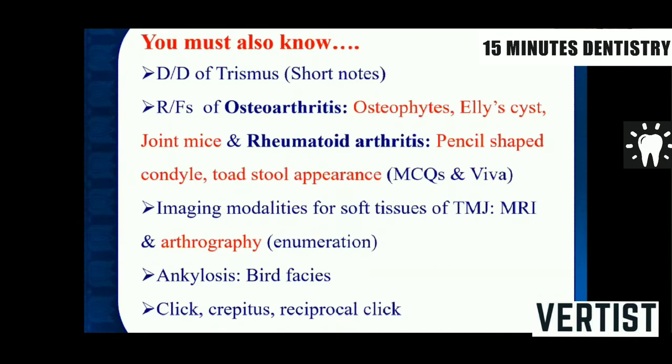Imaging modalities, you should know other modalities also like MRI and arthrography. Generally, it just comes as enumeration. You should know that bird facies is seen in ankylosis. You should know what is click, what is crepitus, and what is reciprocal click. For example, reciprocal click is seen in anterior disc displacement with reduction. And you must know from a practical point of view, examination of TMJ and muscles of mastication. So I have just shortlisted the topics which you must also know.